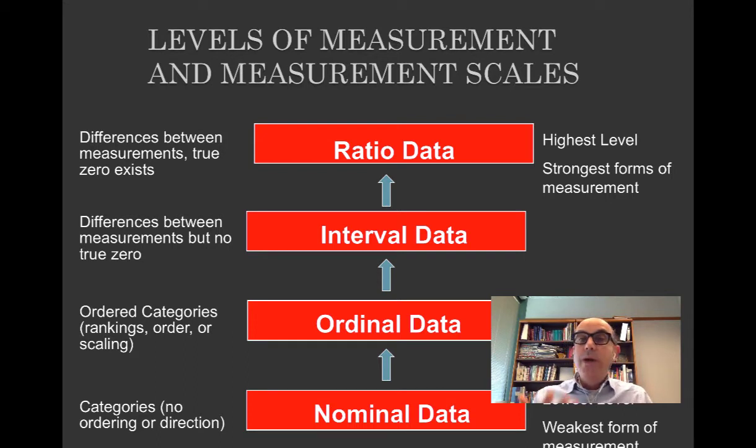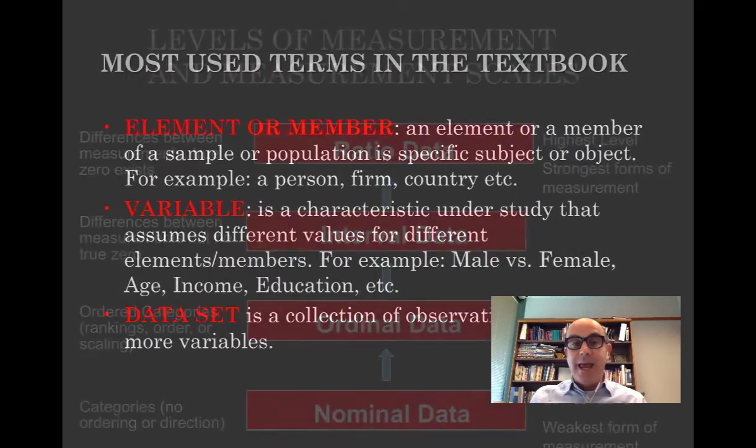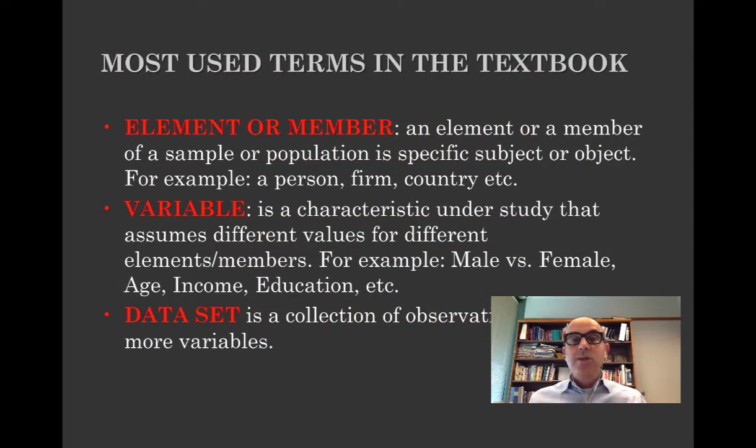Interval data, we do not have the zero. Ordinal, we are sorting it based on category, ranking, order, or scale. And nominal data is again categorical, but without any order. This is the lowest level, and sometimes we do not have a choice, and we have to work with nominal data.